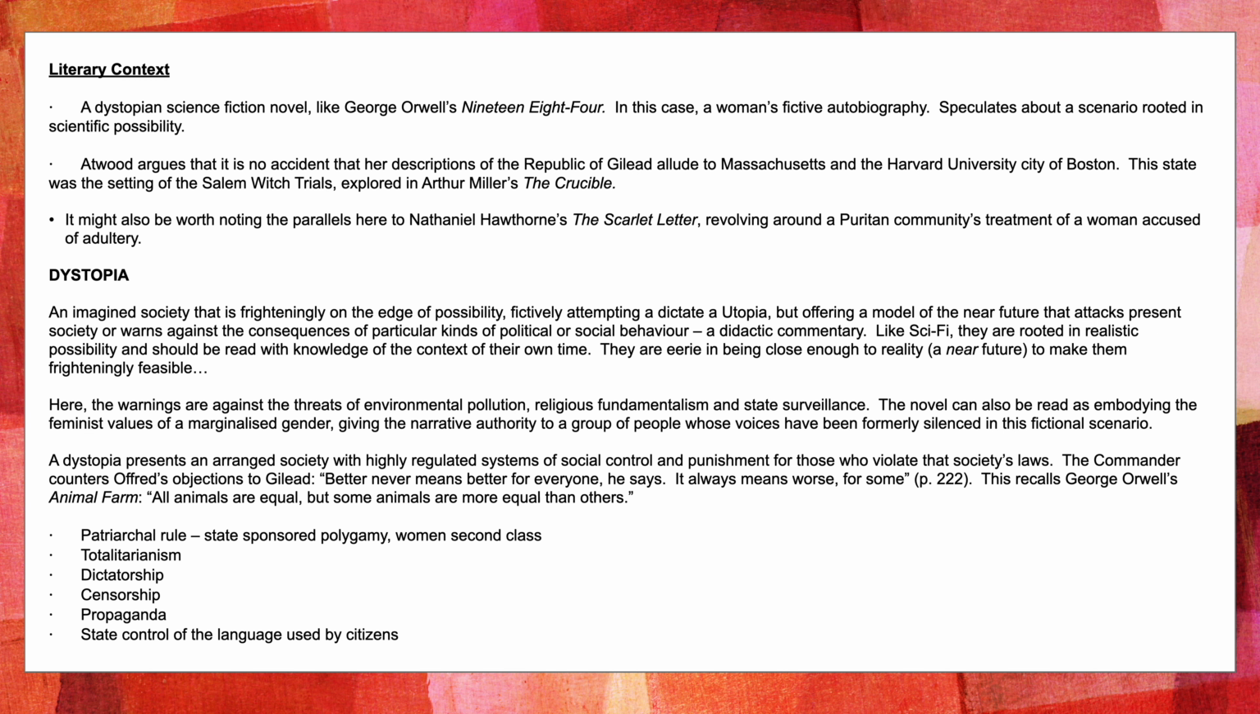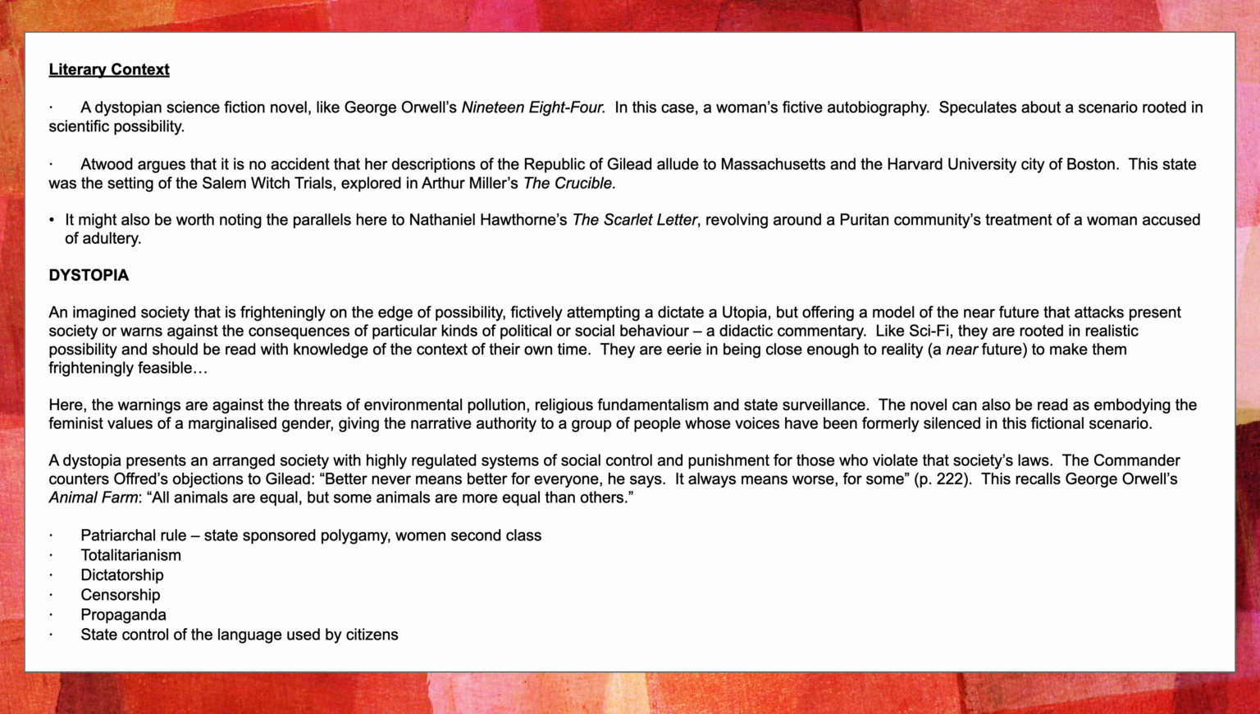So, literary contexts, genre. It's a dystopian science fiction novel, like George Orwell's 1984, and in this case, it's a woman's fictive autobiography. It seems to be like a diary. It speculates about a scenario rooted in scientific possibility, whereby a dictatorial regime seeks to take control to solve the widespread declining birth rate. Atwood argues that it's no accident that her descriptions of the Republic of Gilead allude to Massachusetts and the Harvard University city of Boston.